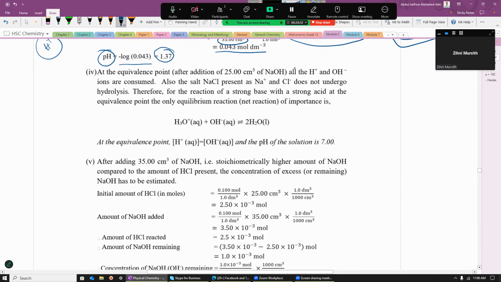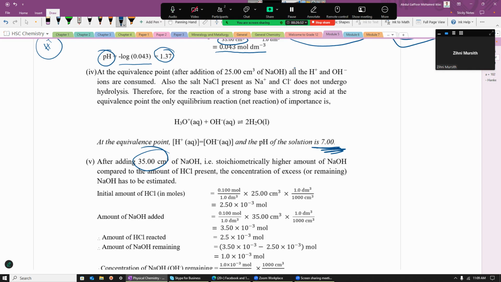Now here you can see at the equivalence point, that is 7, right? So that's what I already explained. Now after adding 35 milliliter, so again another scenario, what will be the nature of the solution? That will be basic. So the pH should be above 7, and you can apply the same procedure. Now tell me, in this situation, what is the limiting reagent? The limiting reagent is the HCl.